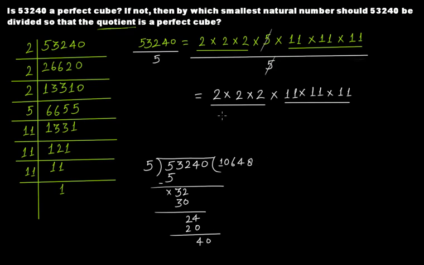So your number is 10,648. So 5 is that smallest natural number which when divides 53,240, you get a perfect cube, and that perfect cube, that is the quotient, is 10,648.